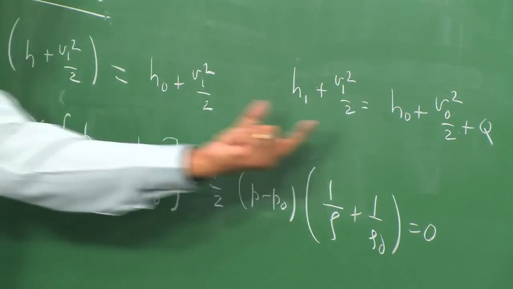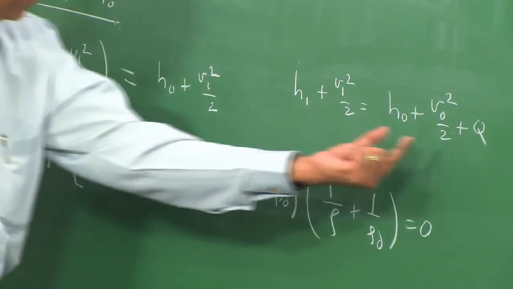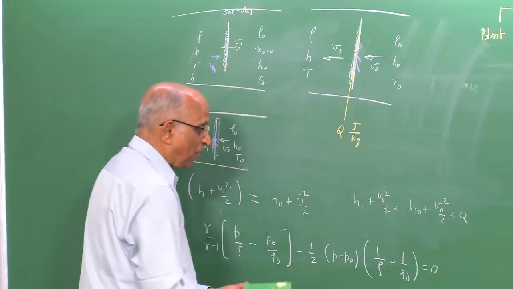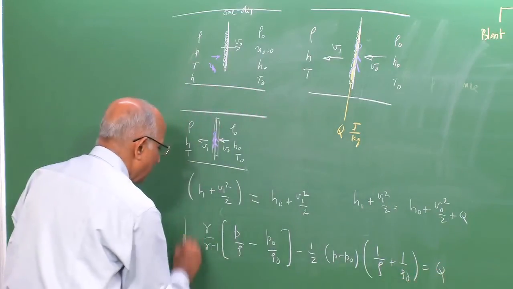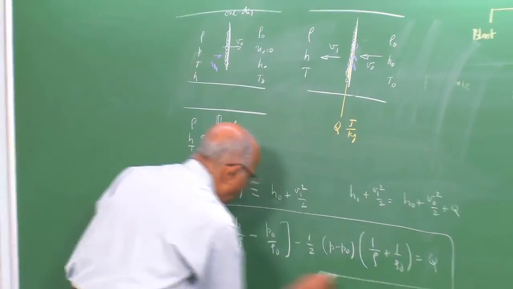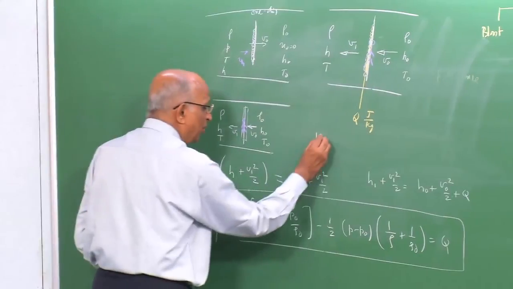And now when I solve this particular equation, what is it I get? Well, I have a term q on the right hand side, and therefore this becomes equal to q. Well, this is the governing equation, and what did we call this equation which was equal to 0? We called it the Hugoniot.